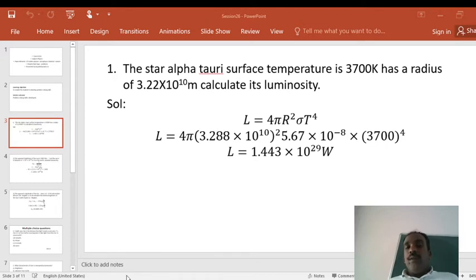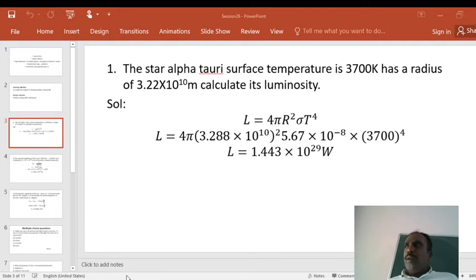Now using the formula, find out the luminosity. L is equal to 4 pi R square sigma T to the power of 4. Sigma, the Stefan constant, is given as 5.67 into 10 raised to minus 8. Substitute 4 pi R square, with R as 3.22 into 10 raised to 10, sigma and T to the power of 4, and simplify. We get L is equal to 1.443 into 10 raised to 29.